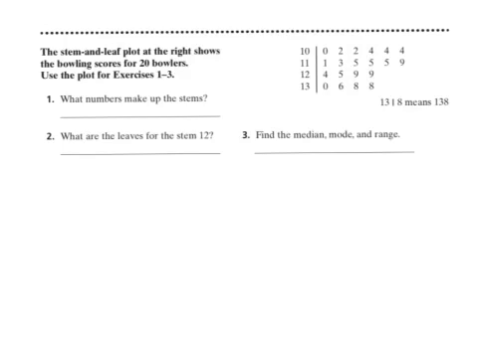It says what numbers make up the stems. The stems in this case are 10, 11, 12, and 13. Remember, those are your stems and this side is your leaves. Here it says, what are the leaves for stem 12? So we just have to list the leaves. So that would be 4, 5, 9, and 9. And lastly, find the median, the mode, and the range.